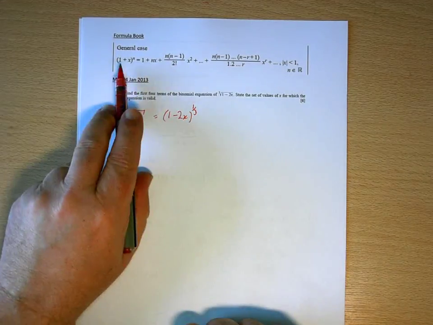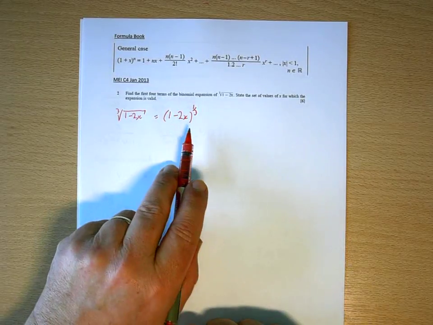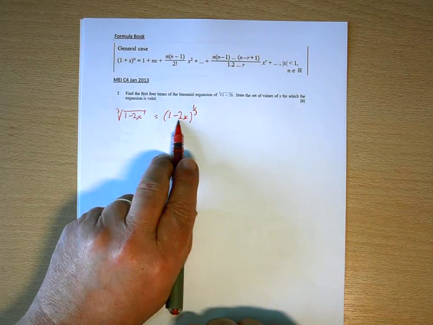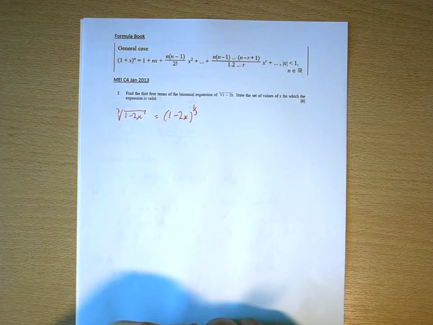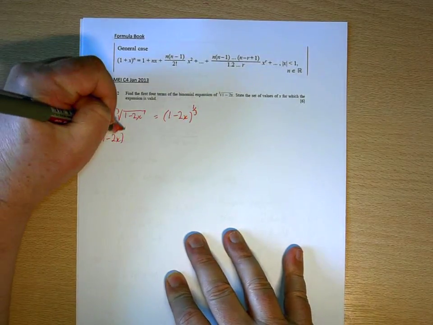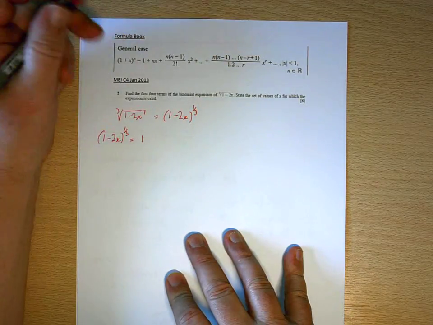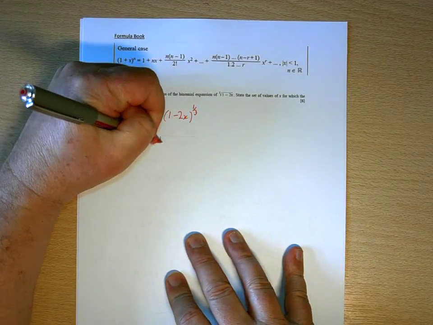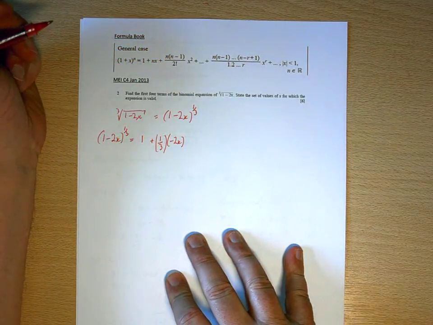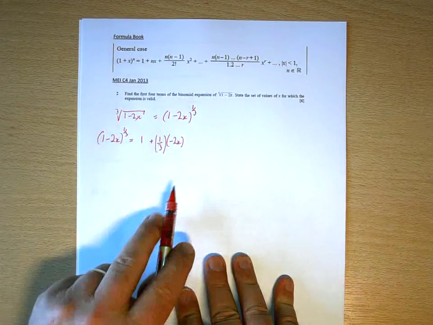In this question we've already got the 1, so we don't have to worry about taking any common factors out, but we do need to be mindful that when we substitute x into our expansion, it's this whole minus 2x that goes in. So for us, we start with 1, then n is a third, and x is minus 2x. And this question wants us to find the first 4 terms.